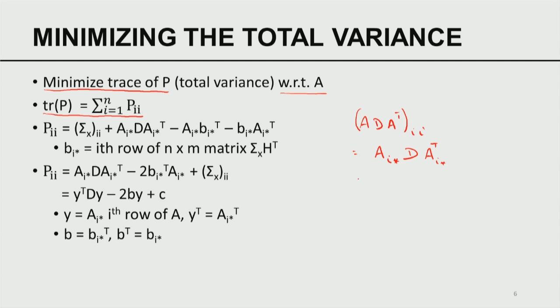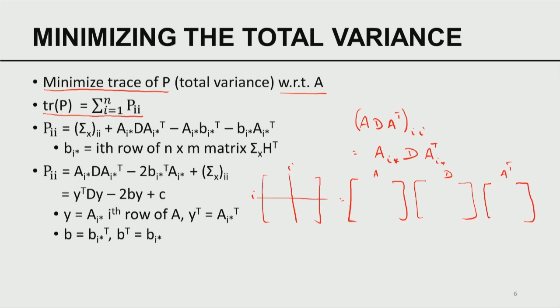Please understand, A is a matrix, D is a matrix, and A transpose is a matrix. This is A, D, A transpose. This is going to be given by the product matrix. So I am interested in the ii element. This is Pii. In order to get this Pii, what is it that I do? I take the ith row of A, I take the ith column of A transpose.